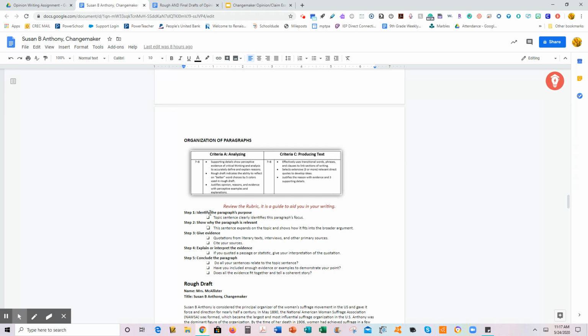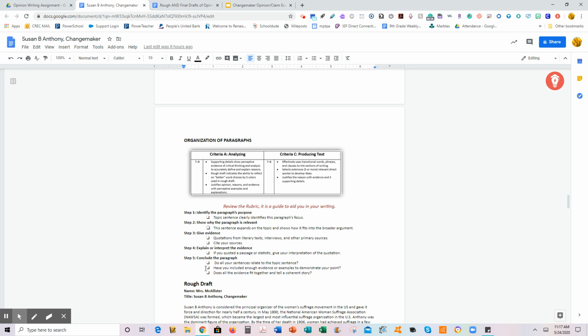So here, why I read that is we're reviewing the rubric. It is a guide to aid you in your writing. For each paragraph, we identify the paragraph's purpose. The topic sentence identifies the focus. We showed why the paragraph was relevant. We gave evidence with quotations. We cited our sources. We explained or interpreted the evidence.